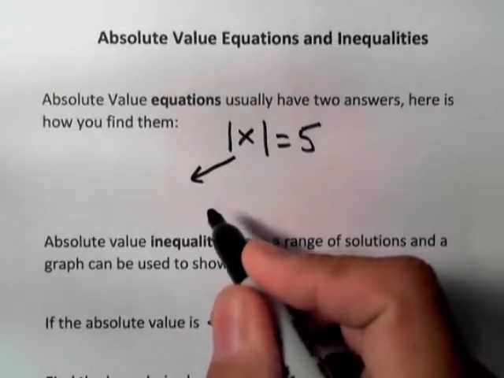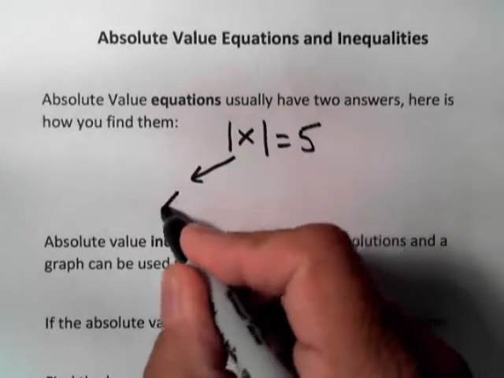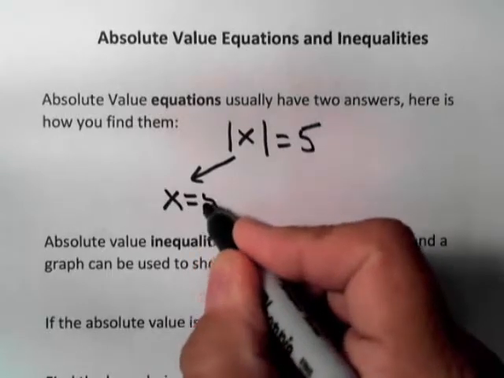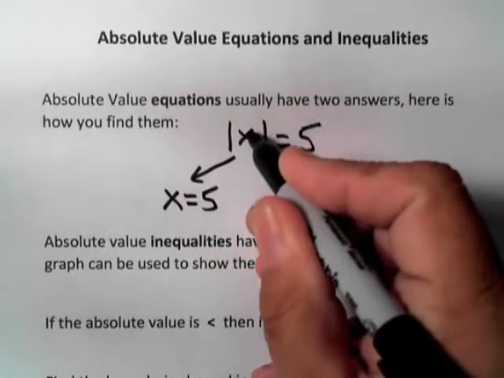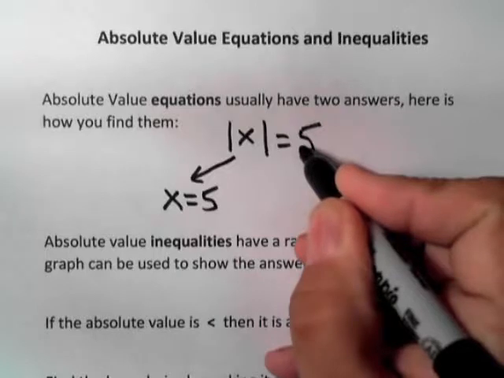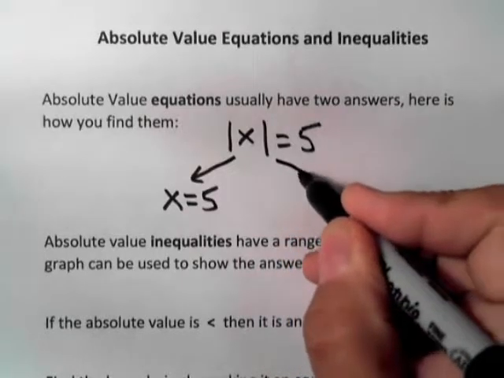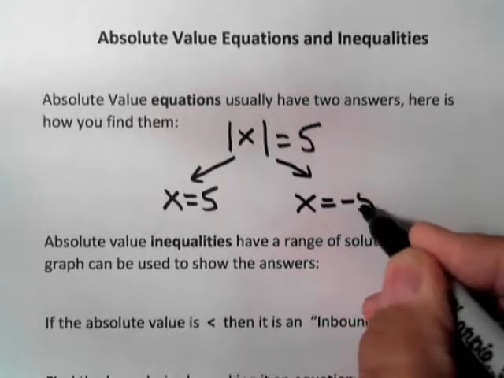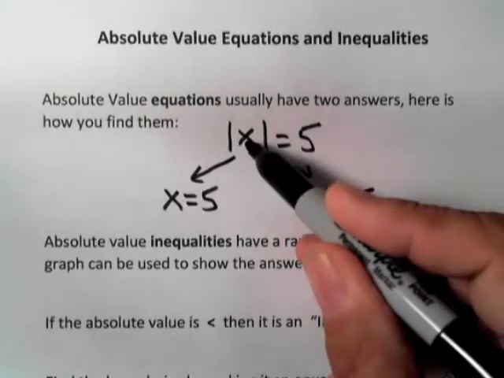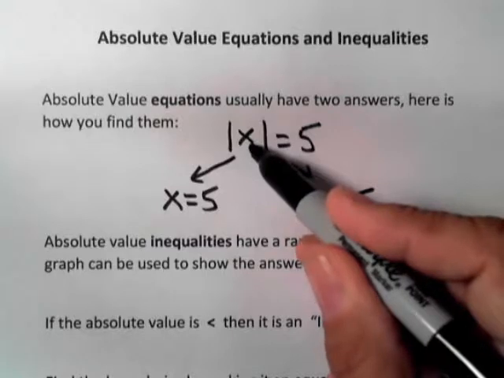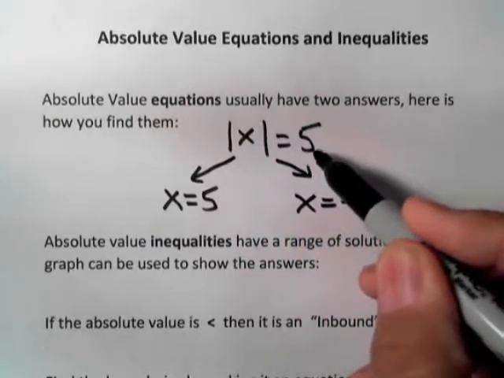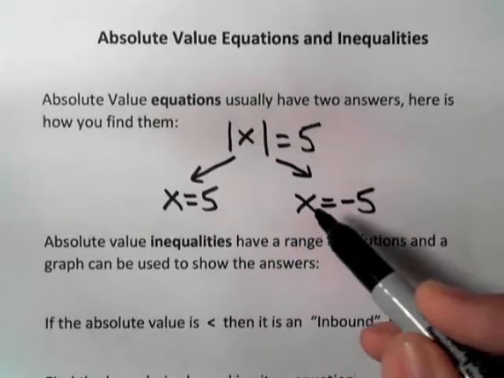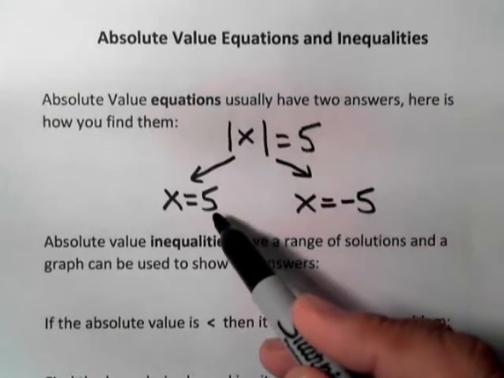First off, if we have x equal to 5, then the absolute value of 5 equals 5. That's great. But you can also have x equal to negative 5. In other words, the absolute value of negative 5 also equals positive 5. So this is a situation we just mentioned here.